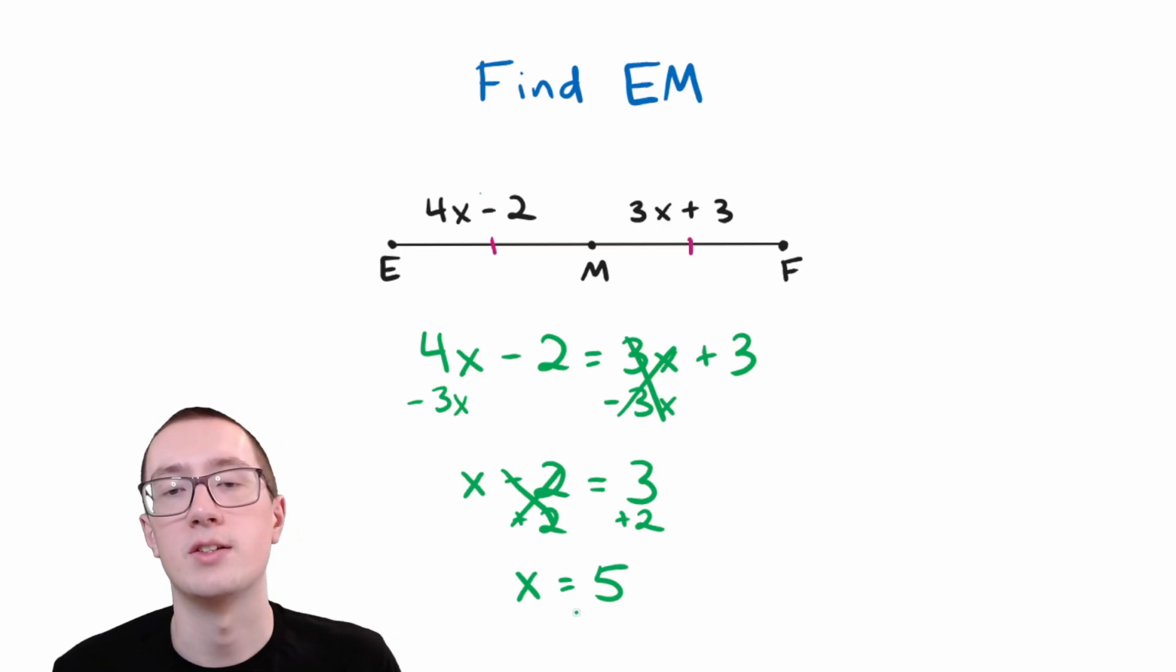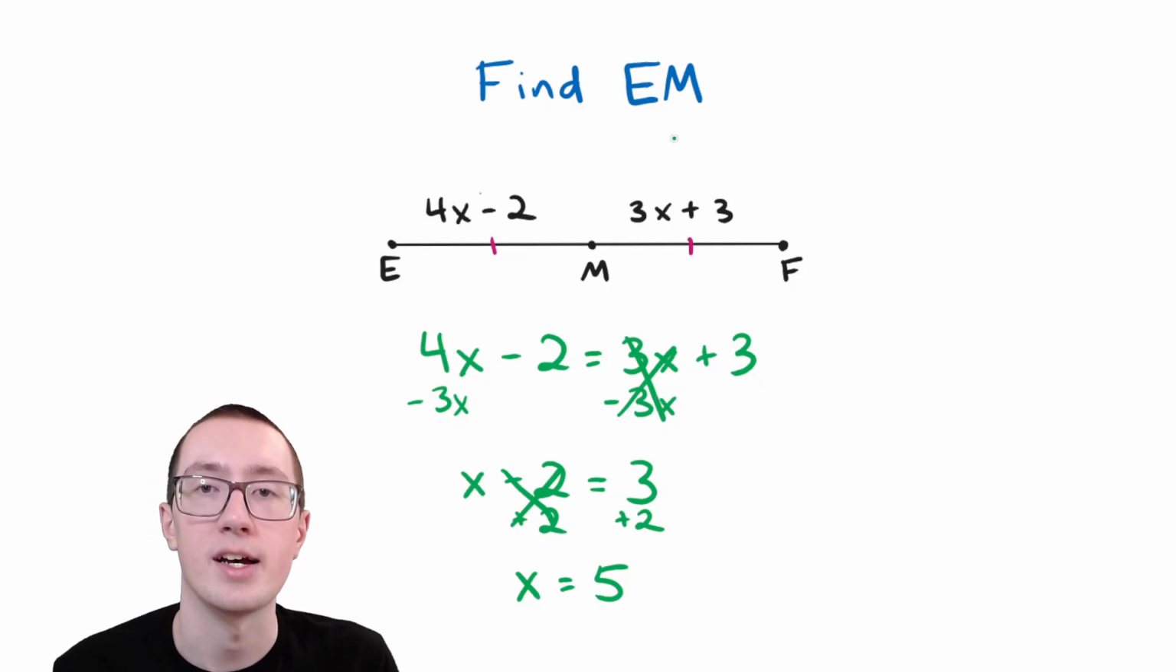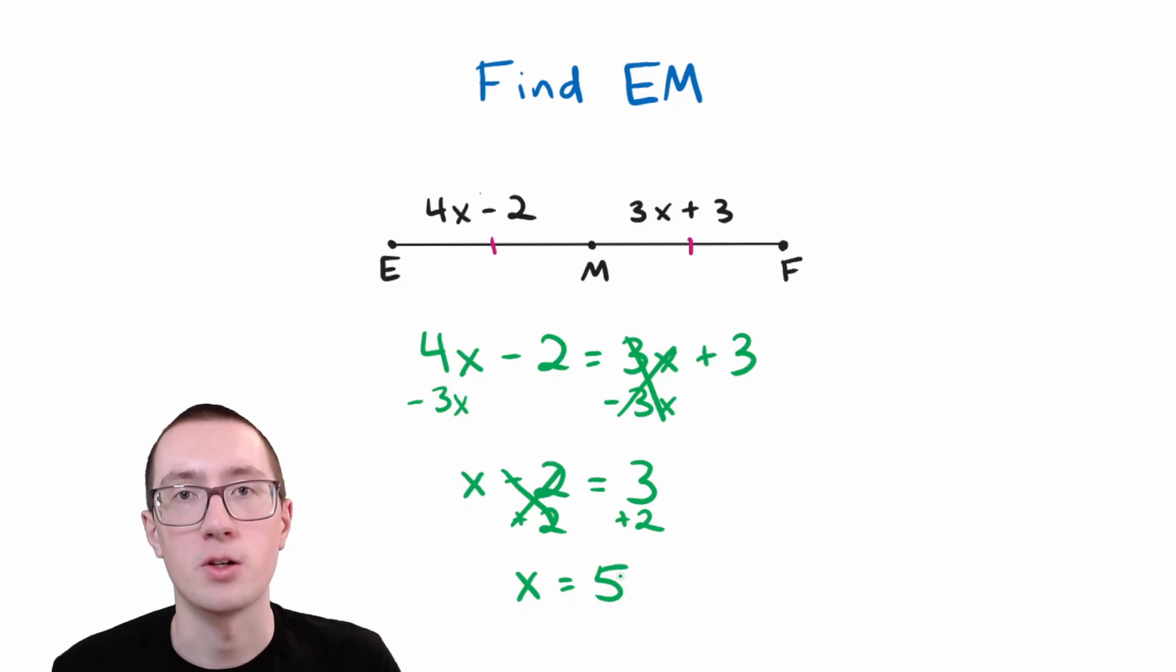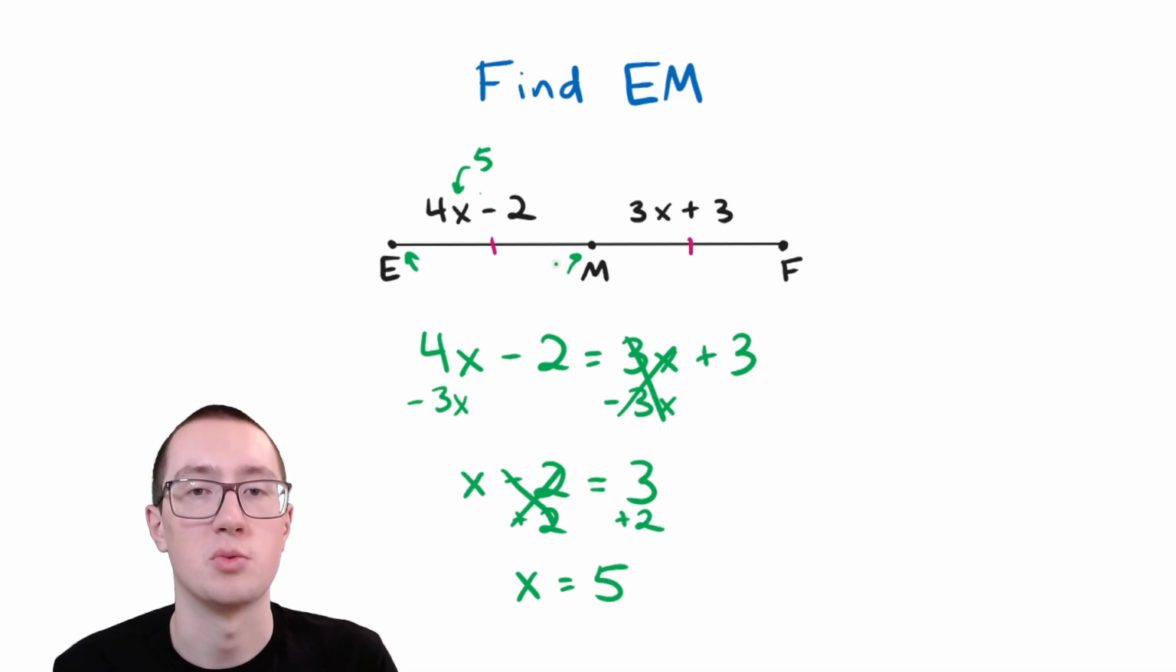Now, a common mistake is to just take x equals 5 and go, oh, well, that's our answer, right? We solved it. But remember what the question is asking. The question is asking, what is EM? So even though we figured out what x is, 5 is not our answer. So to figure out the distance between E and M, what we can do is plug 5 back into x and then solve this. And this will give us the distance between E and M.